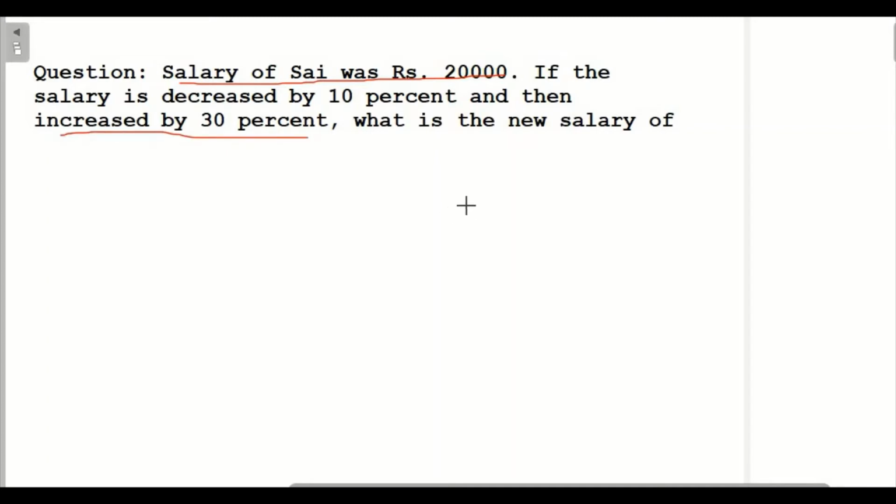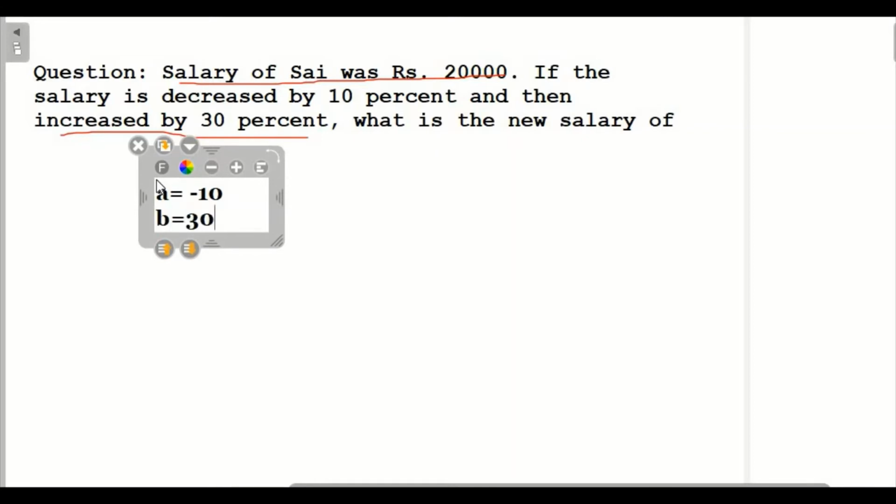So Sai is getting a salary of 20,000. Then his salary is reduced by 10%, and after a few days he got an increase in salary of 30%. We consider A equal to the reduction in percentage, so it is 10%, and B as the increase in percentage, that is 30. So we have to calculate the net change. How much has it changed?